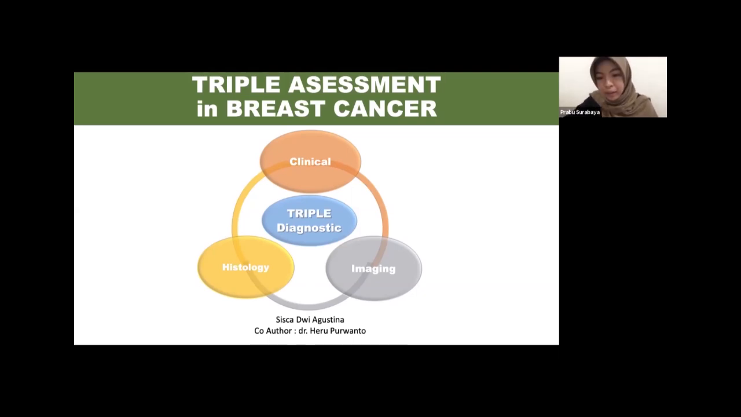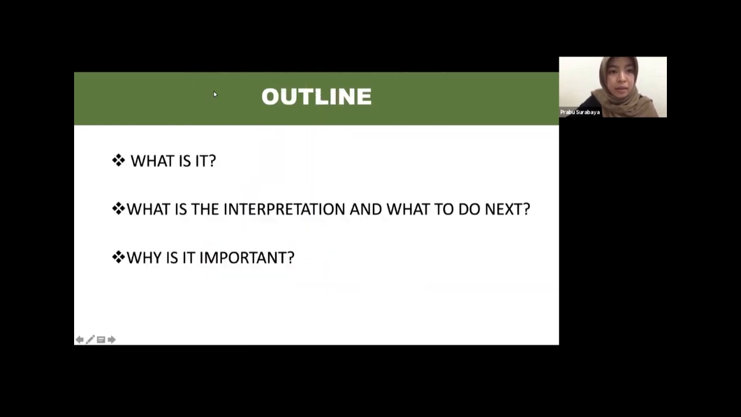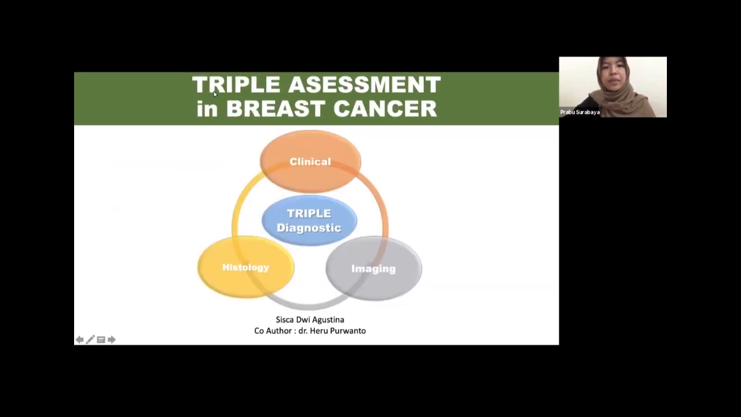I'm Siska, and in this opportunity, I will present about triple assessment in breast cancer. The commonest mode of presentation of diseases of the breast is a lump. A palpable mass in a woman's breast could be a benign or malignant lesion, and it requires a prompt evaluation.